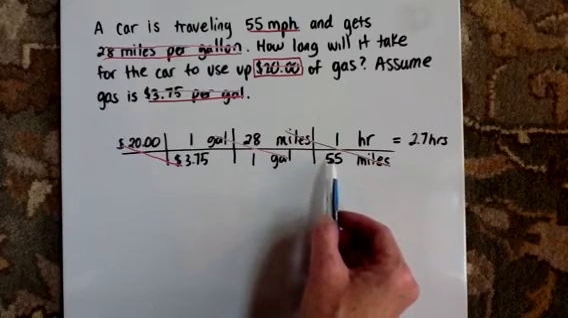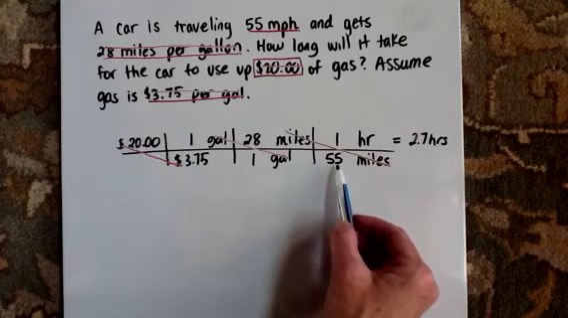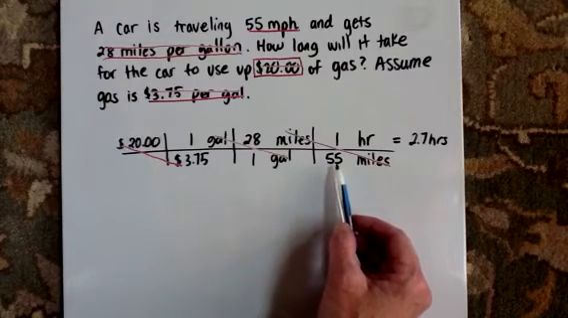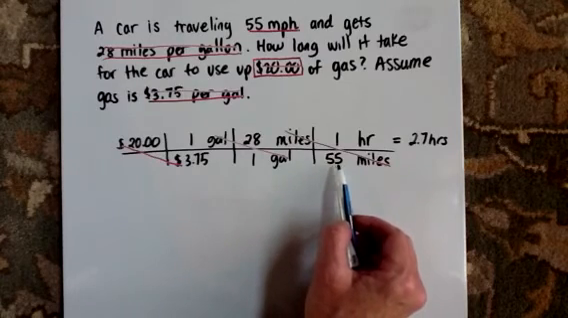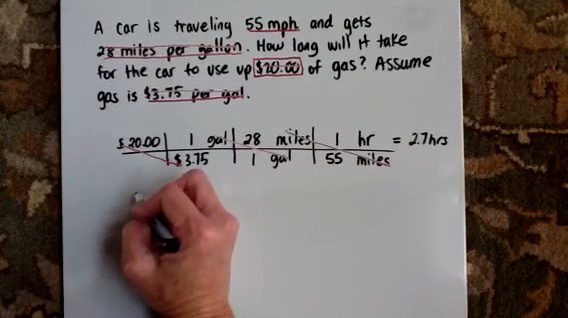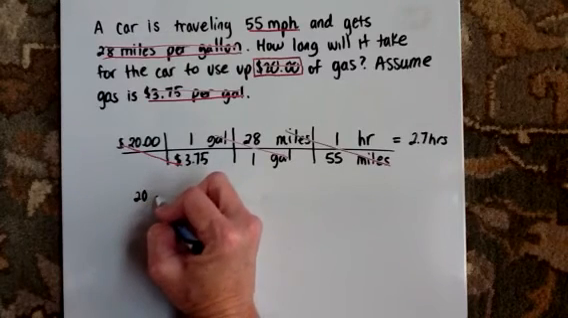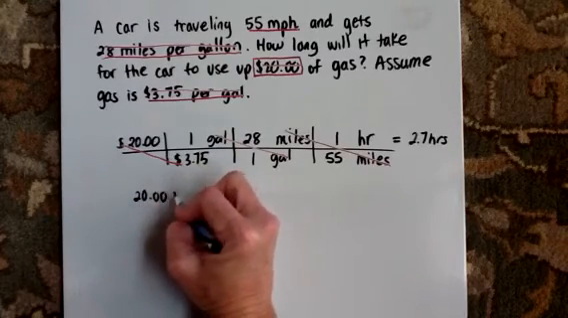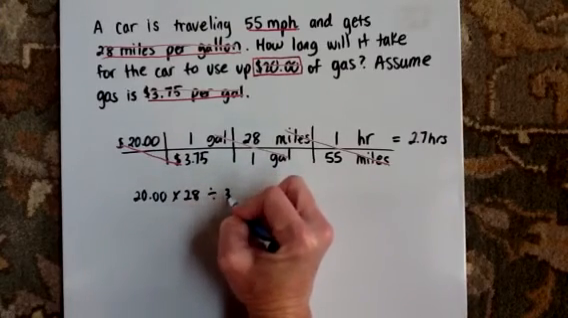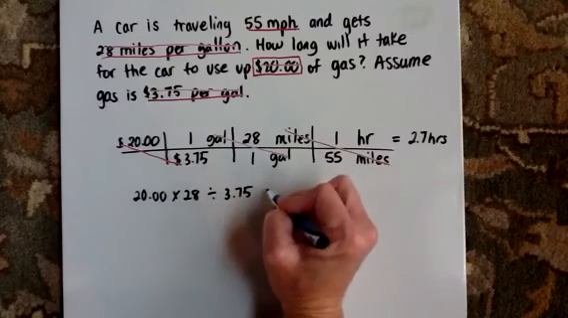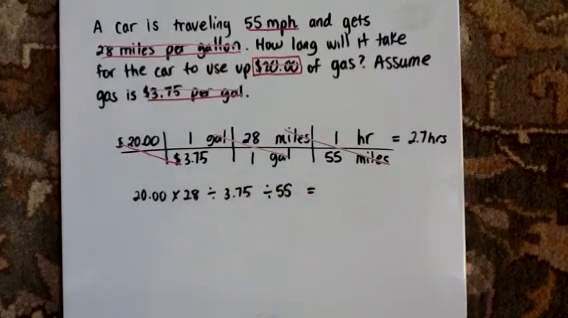Because of the way your calculator works, it has already done these calculations. You're dividing by the 55. If you're getting a very large number, it's probably because of that. So to enter this in my calculator, I would say 20 times 28 divided by 3.75 divided by 55 and then equals, and I should get this number.